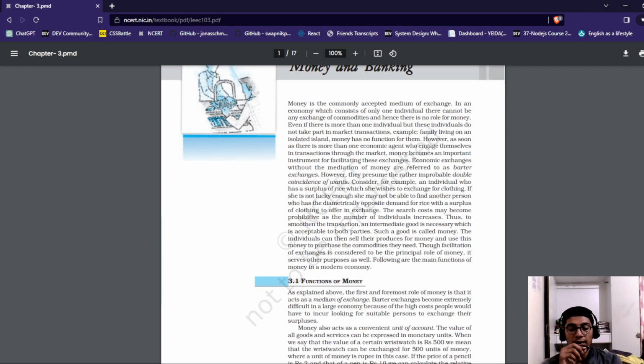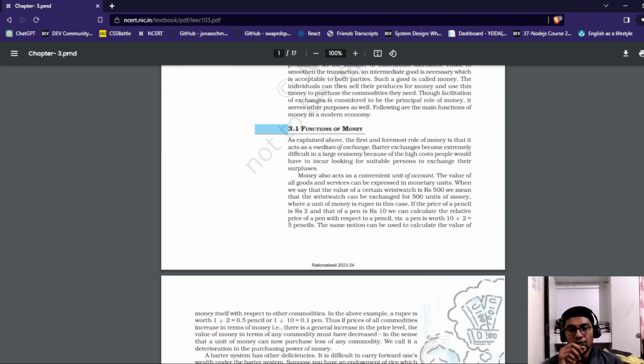The first and foremost role of money is that it acts as a medium of exchange. Barter exchange becomes extremely difficult in a large economy because of the high cost people would have in searching for a suitable person to exchange their surplus with.